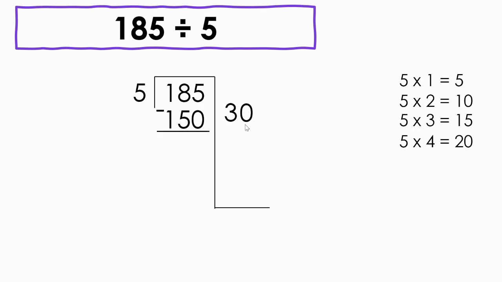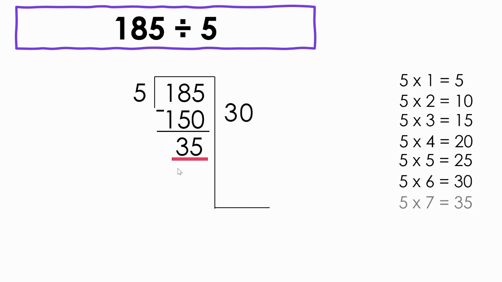Now we can subtract. 185 minus 150 is 35. Now we're going to continue and see that the 3 is in the tens place. But remember, when we list our multiples of 5, 5 times 1 is already too big. It's already 5. So instead of looking at the tens, we want to look at the ones. In the entire number, we have 35 ones. So let's continue to list our multiples of 5 until we get close to 35 without going over. 5 times 5 is 25. 5 times 6 is 30. 5 times 7 is 35. That's exactly what we're looking for. So we're going to use the seventh multiple of 5.